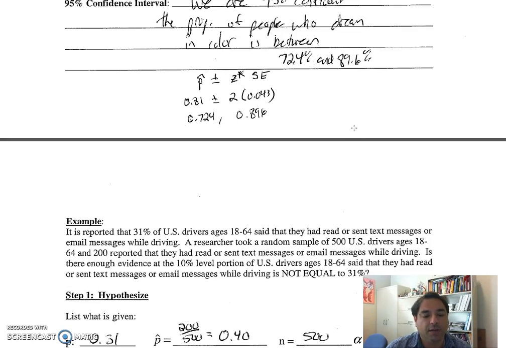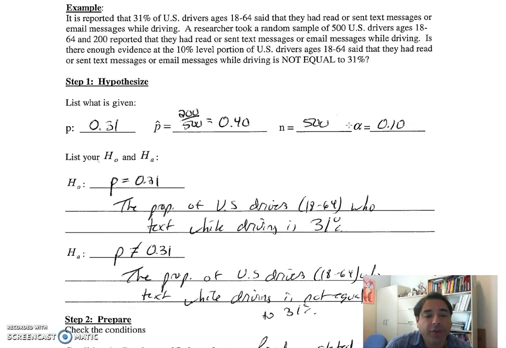Okay? Next example. It is reported that 31% of U.S. drivers age 18 to 64 say they read or sent text messages or email messages while driving. A researcher took a random sample of 500 U.S. drivers age 18 to 64, and 200 reported that they read or sent text messages or email messages while driving. Is there enough evidence at the 10% level that U.S. drivers ages 18 to 64 who have read or sent text messages or email messages while driving is not equal to 31%? So again, P is 31%, P hat is 200 out of 500, which is 0.40, N is 500, alpha is 0.10. So, claim is 31, our evidence is 40.